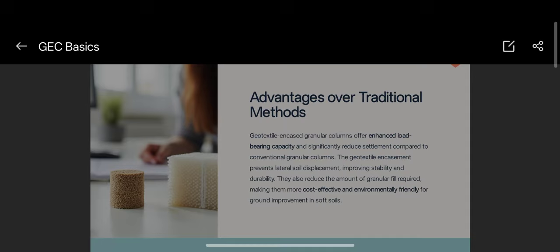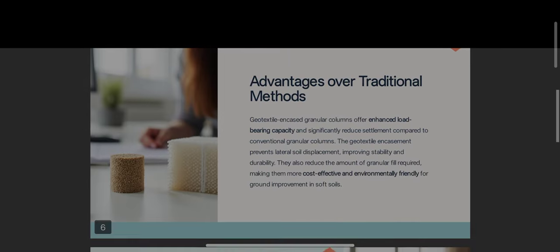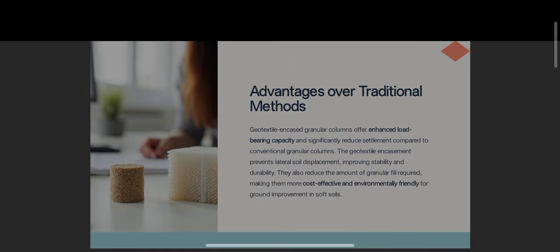Advantages over traditional methods. Geotextile encased granular columns offer several advantages over conventional ground improvement techniques, particularly when dealing with very soft or weak soil deposits. The inclusion of a geotextile encasement significantly enhances performance, reliability, and applicability compared to traditional stone columns and other methods. Improved performance in very soft soils.